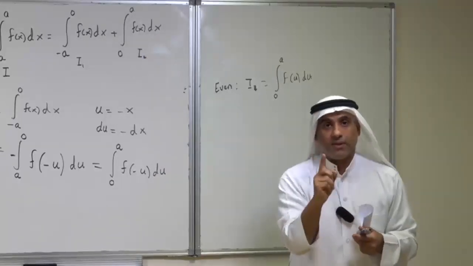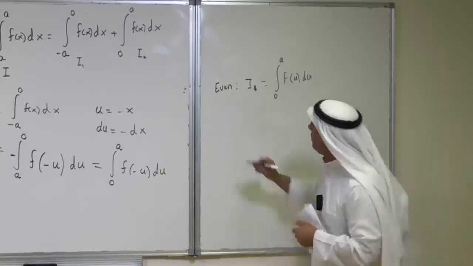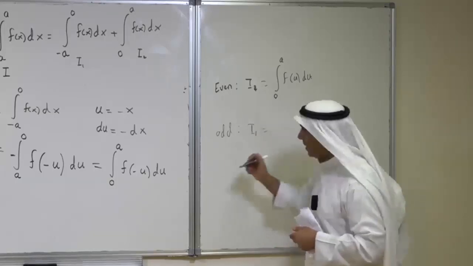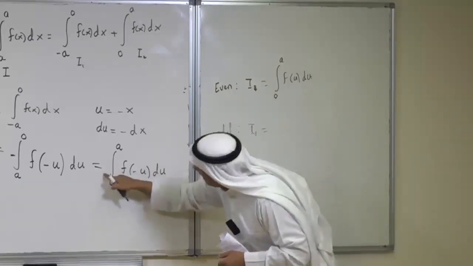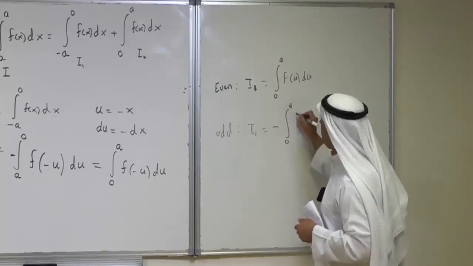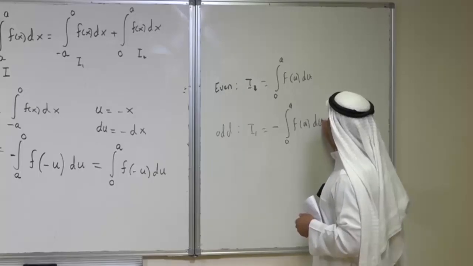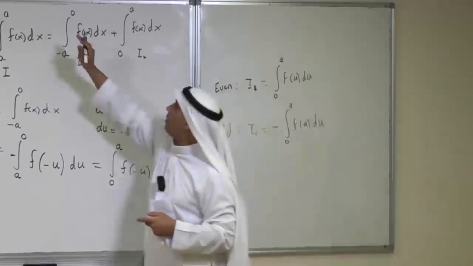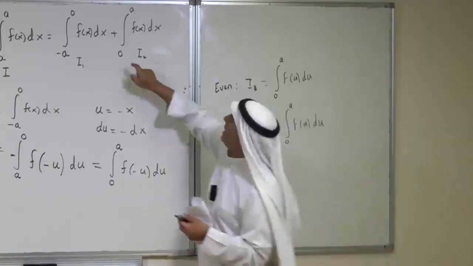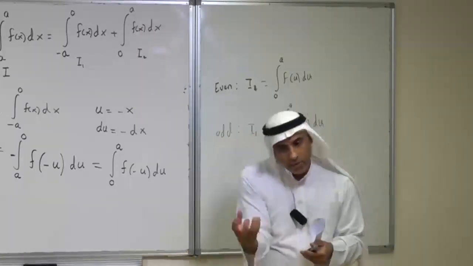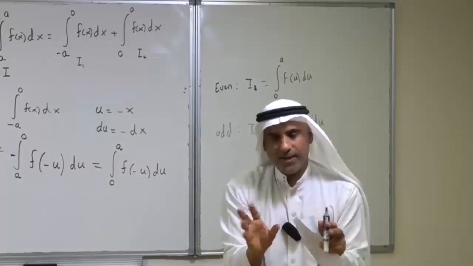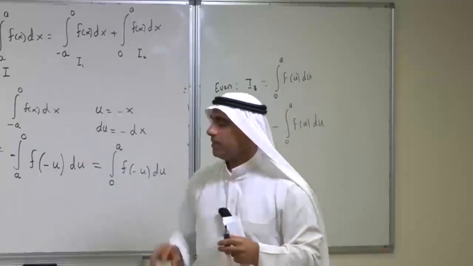This is if f is even. But if f is odd, what happened to I1? I1, because it is odd, I take the minus outside. So this is equal to minus the integral from 0 to a of f of u du. When you take this and substitute here, you have minus the integral from 0 to a of f of u du plus the integral from 0 to a of f of u du. So you have the same quantity minus itself, which is equal to what? Which is equal to 0. Okay, this is just a proof of the statements we wrote there.